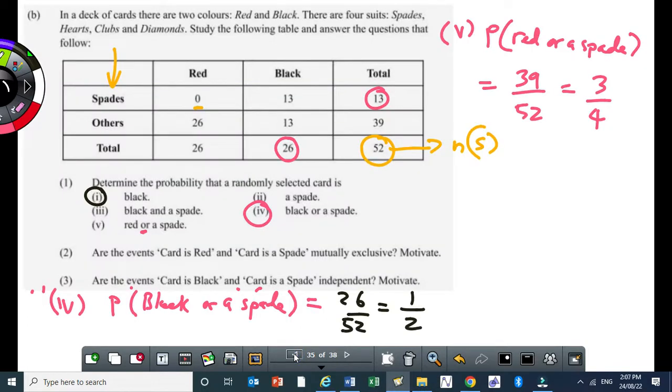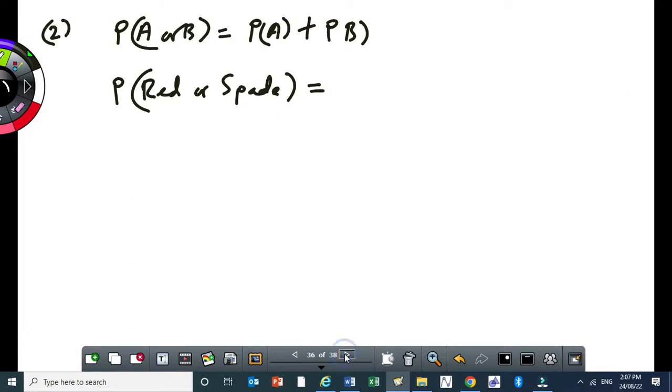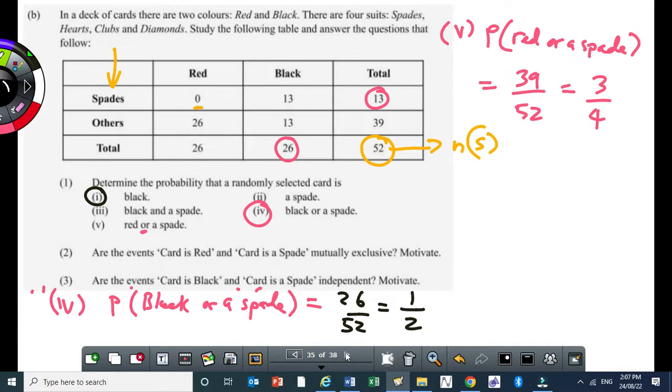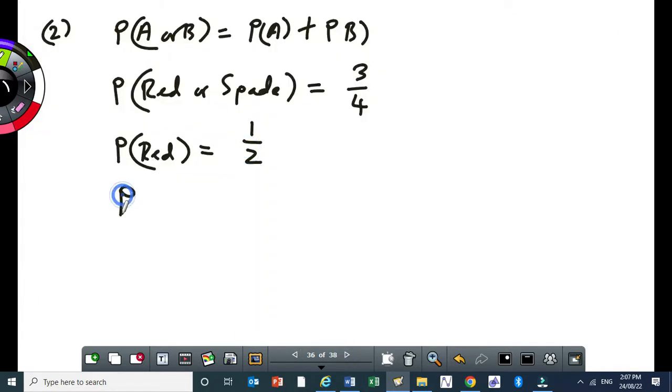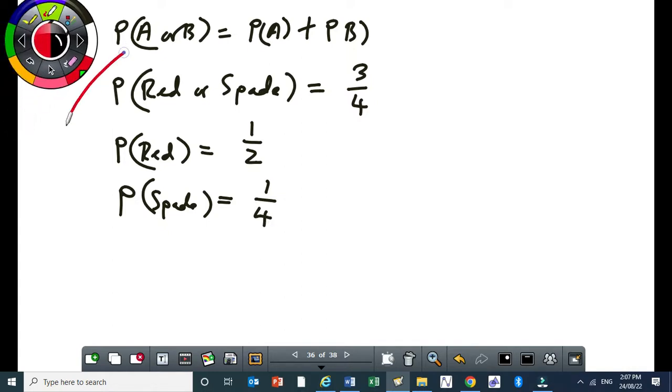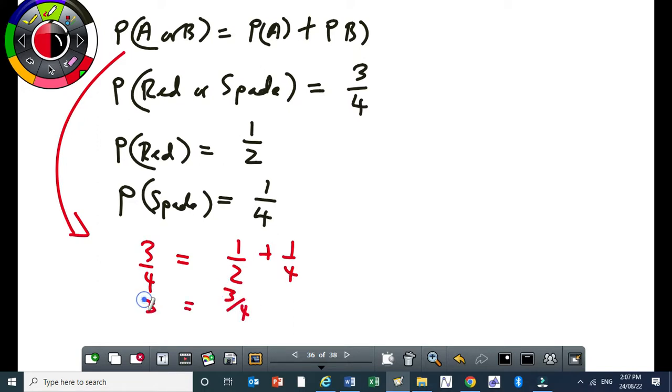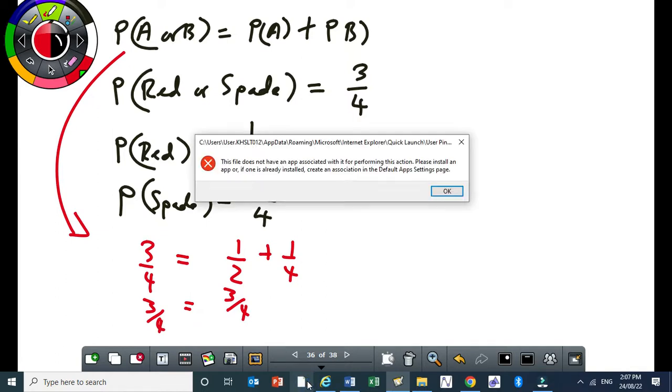Did we get that probability here? Red or spade. So that probability is 3 over 4. Right, so we got this. Then, what is the probability of getting a red? That's a half. What is the probability of getting a spade? A quarter. Then, if we put the 3 over 4 on the left hand side, we say 3 over 4 will be equal to a half plus a quarter, right? I'm sure you can agree with me that that's 3/4. This is also 3/4. So what this means is that the two events are what?